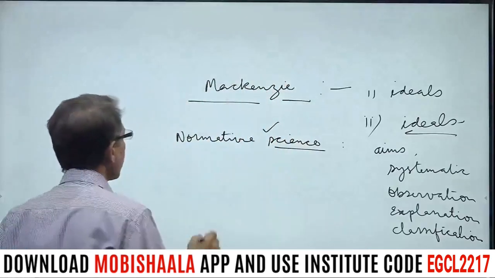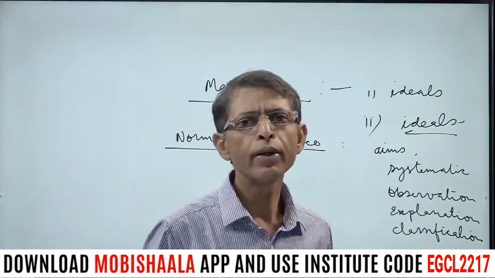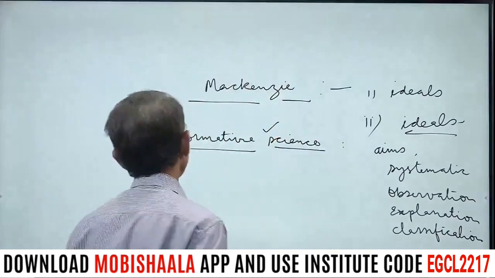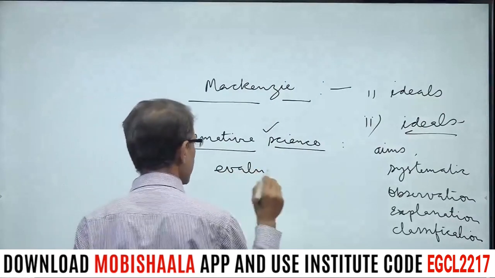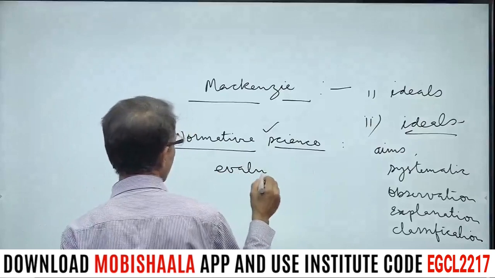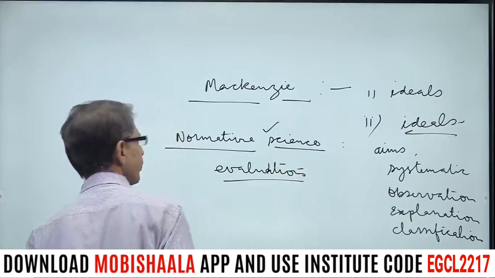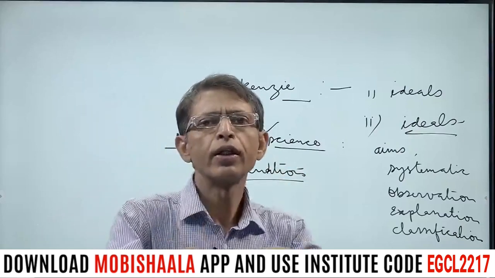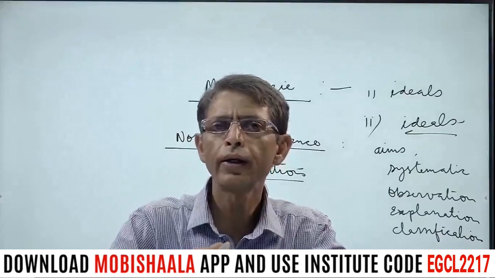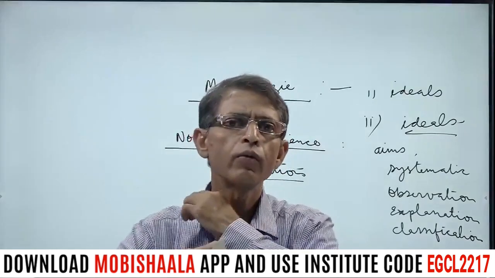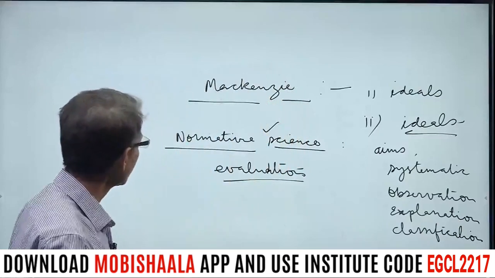Now come to this point. It is known as a normative science. What is normative science? Normative science means it evaluates. There is evaluation. It has norms, and what the norms are we will discuss. First, there is evaluation. Evaluation of what? Of human conduct and character. So there is evaluation of human conduct and character, and so it is known as a normative science.